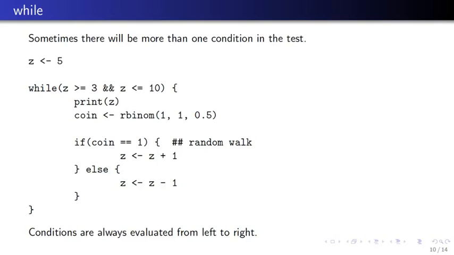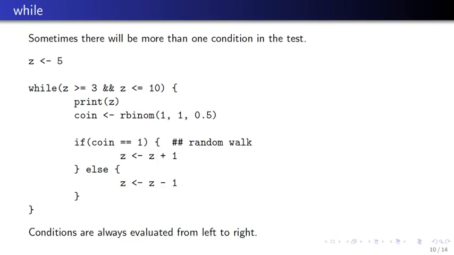And if the coin is a 1, I'm going to add 1 to my value, and then if the coin is equal to 0, or any other value for that matter, I'm going to subtract 1 from z. So I'm generating a little random walk here, and the value of z is going to go up or down depending on my little coin flip here.